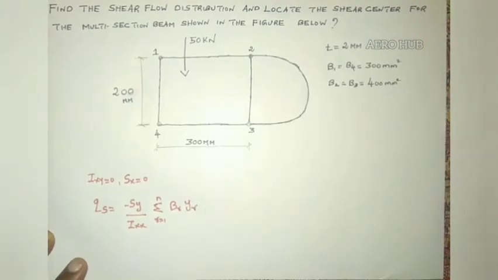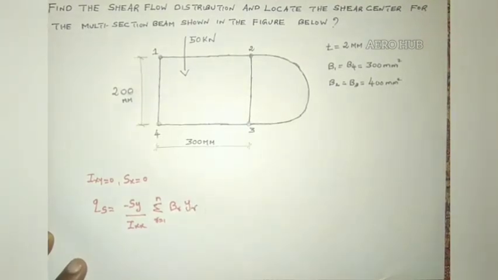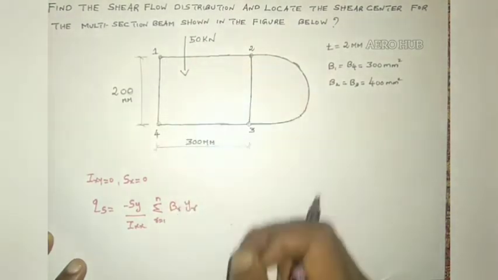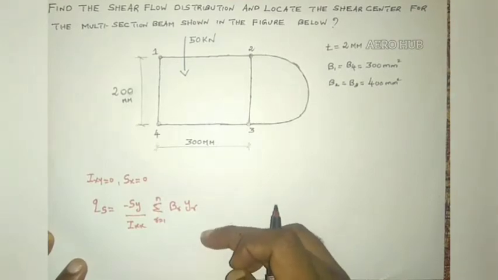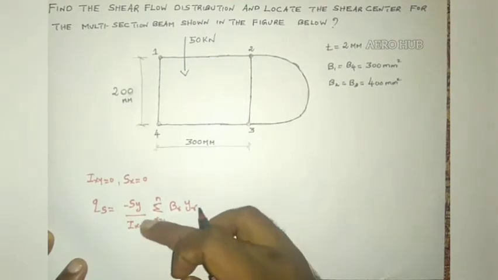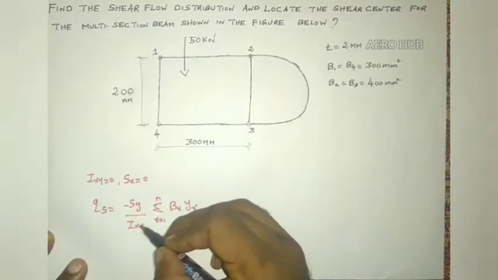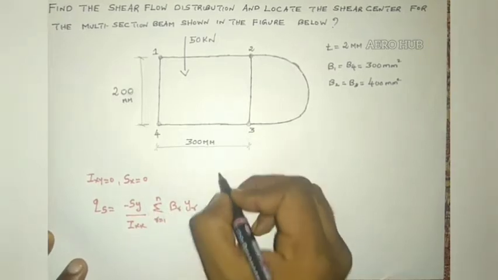This is the formula to find the value of shear flow for a section which is symmetric about an axis and where we are not applying any shear load in the x direction. We are applying load only along the y direction, that is Sy is equal to 50 kilonewton. Therefore the equation becomes minus Sy by Ixx, summation r equal to 1 to n, Br yr. Therefore we have to find the moment of inertia about the x axis.